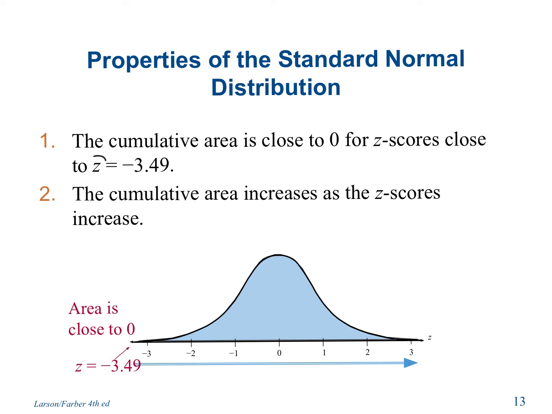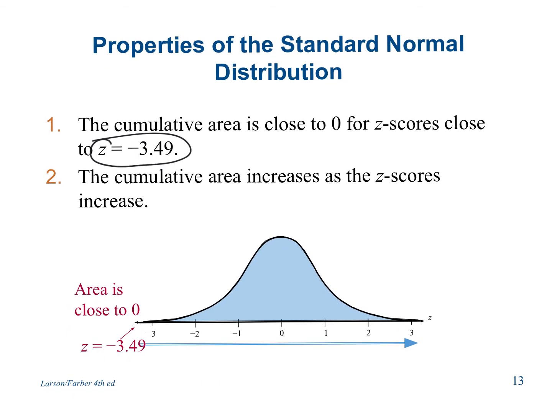So remember, a z-score tells you the number of standard deviations you are away from the mean. So if we look at this standard normal plot, the mean is 0 standard deviations away from itself. This would be 1 standard deviation above the mean, 2 standard deviations above the mean, 3 standard deviations above the mean. 1 below, 2 standard deviations below the mean, and 3 standard deviations below the mean.